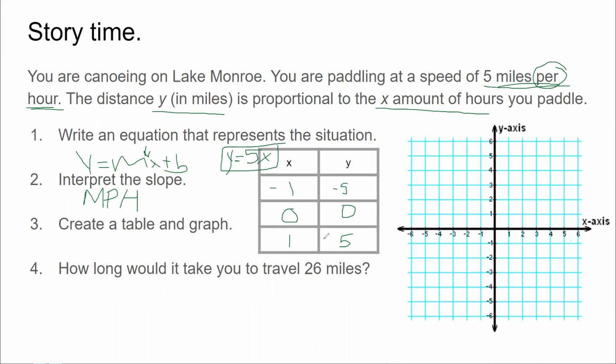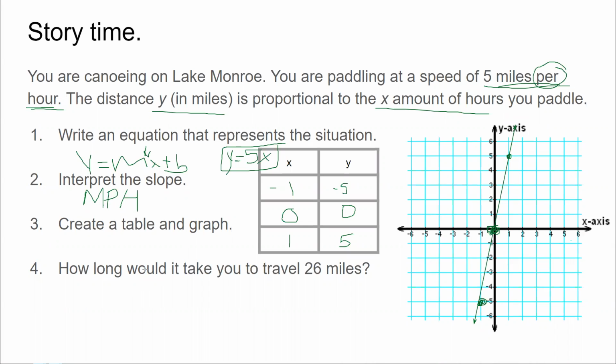So now I'm going to take these 3 points and I'm going to graph them. So my first point is -1, -5. So start at 0, 0, go -1 on our x, -5 on our y. So that is our first point. Our next point is 0, 0, which is right here. And then our next point is 1, 5. So over 1, up 5. So now we can draw our line all the way through.